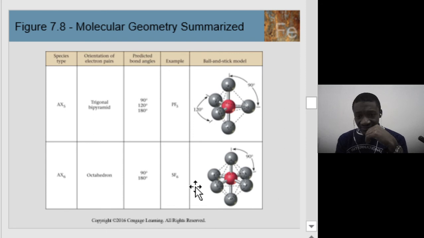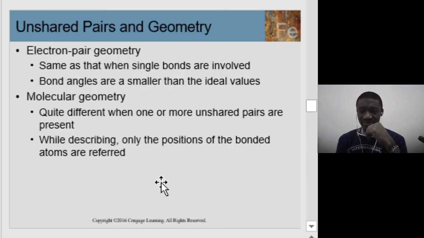So this one has 5 and 6 attachments. The 6 attachments is your octahedron, remember. The 5 is your trigonal bipyramid. Then you have the angles that we talked about. Then you have an example, and then you have different shapes.